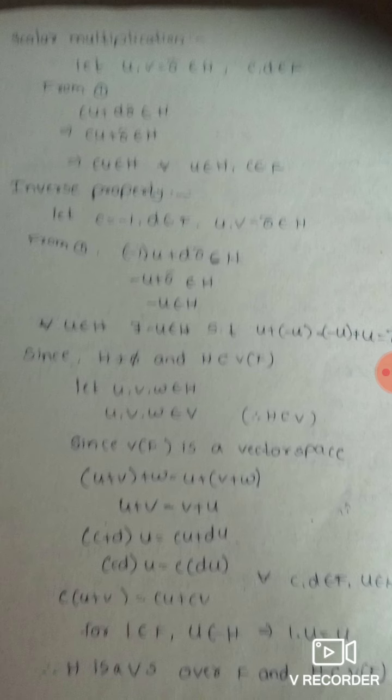F. Okay. Next, we take the inverse property. For the inverse property, let c equal 1 and d belongs to F. We take c value minus 1 and d belongs to F, and u, v with u the same and v value 0. We take v value 0, 0 belongs to H.